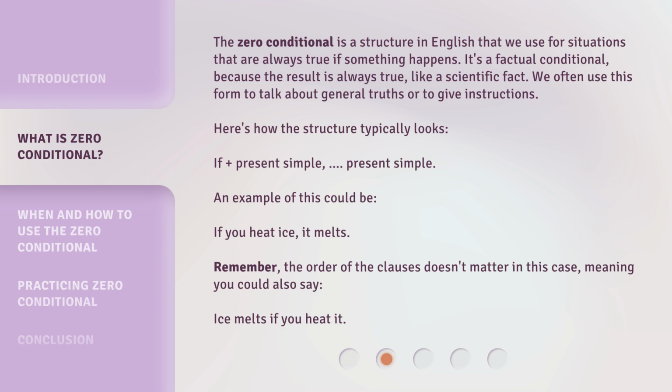Here's how the structure typically looks. If plus present simple, present simple. An example of this could be, if you heat ice, it melts. Remember, the order of the clauses doesn't matter in this case, meaning you could also say, ice melts if you heat it.